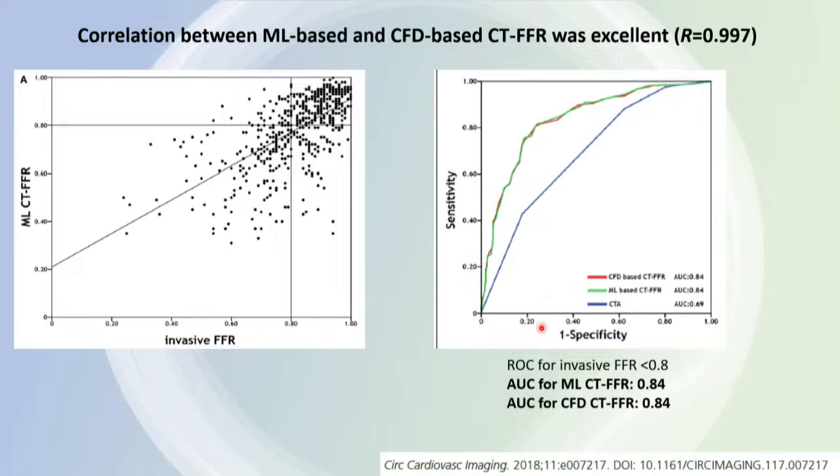And here are the ROC curves for using FFR less than 0.8 in the cath lab as the gold standard. As you can see, both of these CT-FFRs, the traditional one from the computational fluid dynamics, as well as this newer machine learning anatomical based one, have similar AUCs.